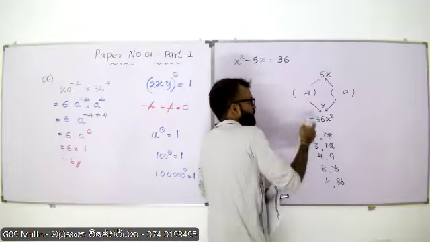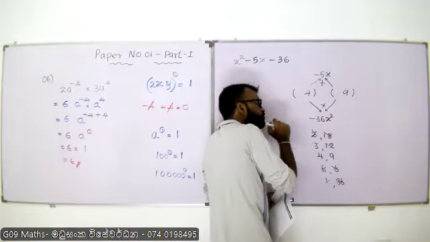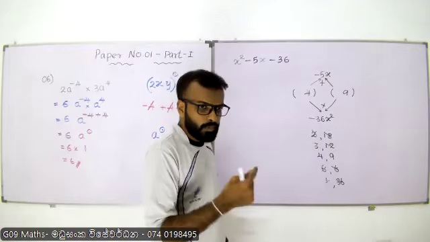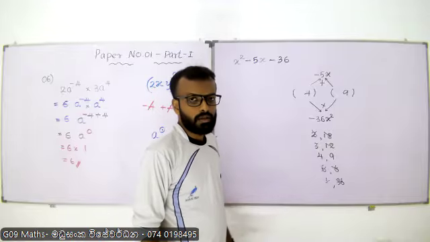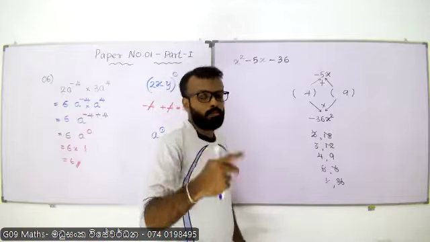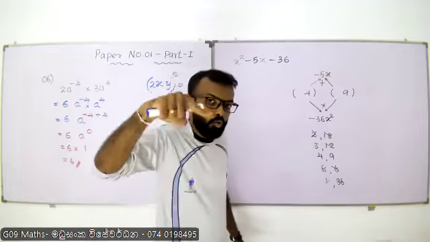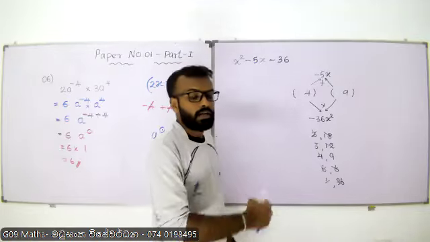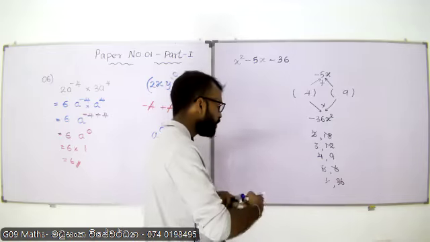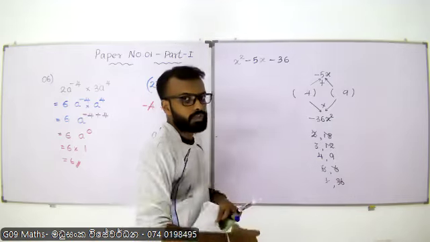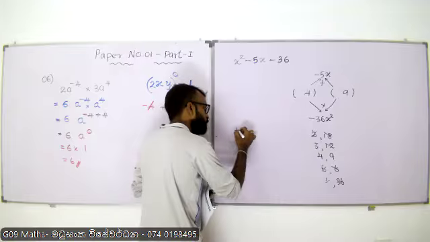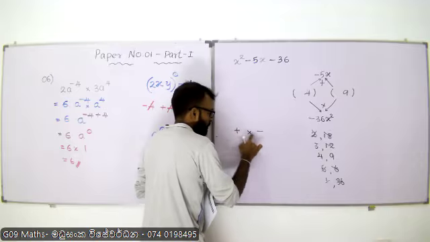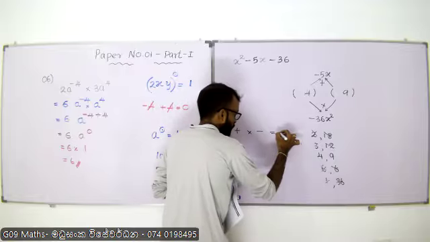9 and 4. When you multiply, it should give you negative 36. If I am multiplying two numbers together, how would I get a negative number as the result? Sign convention: one number should be positive, the other number should be negative. Positive into negative gives negative.